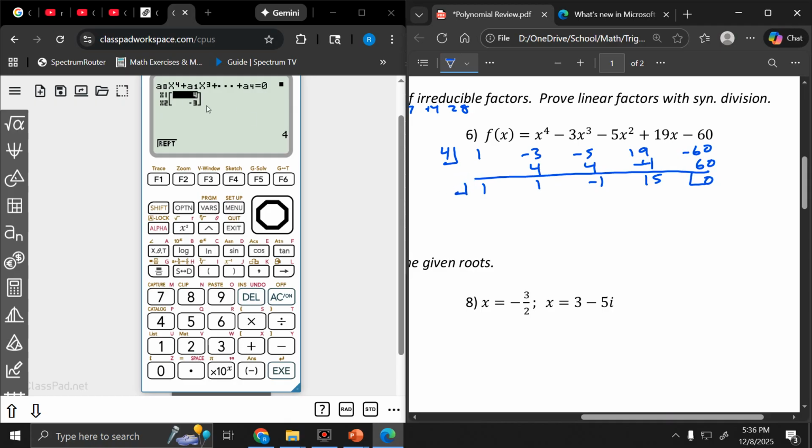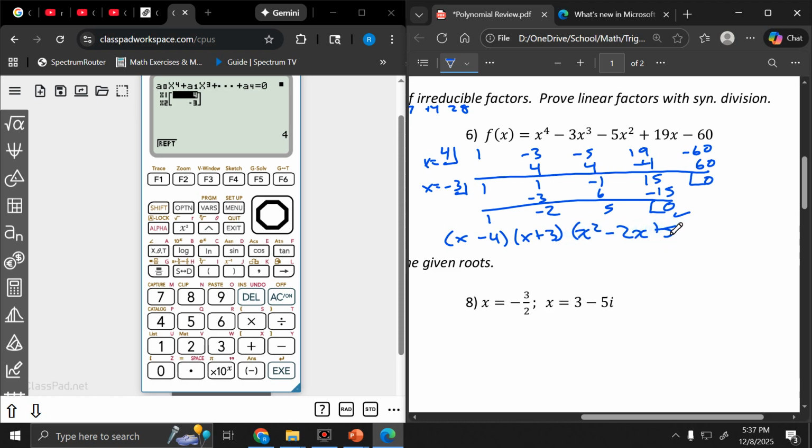Now I just continue with the -3. So 1, -3, -2, 6, 5, -15, 0. That's good. Okay, so I have x equals 4, x equals negative 3, so I unsolve those: x minus 4, x plus 3, and then I copy this down, x squared minus 2x plus 5, and boom.